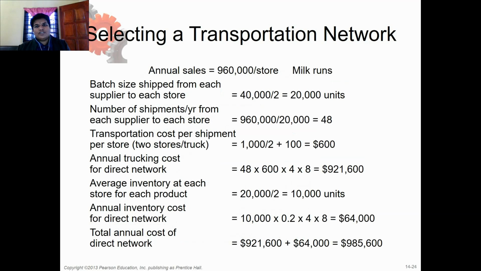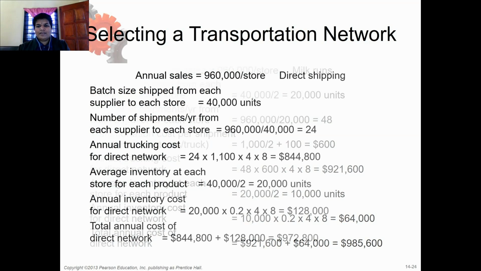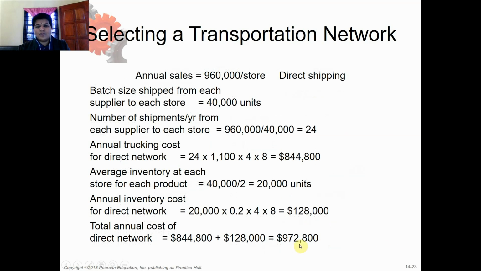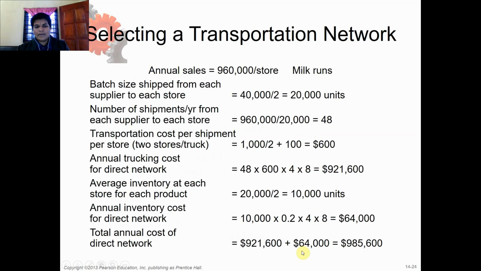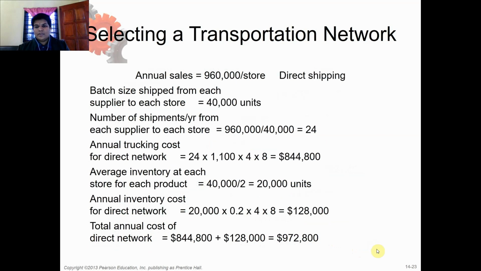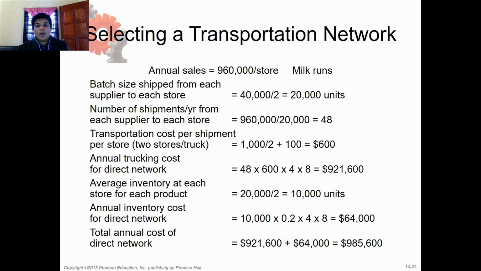Okay, now the calculation for milk run. Okay, when you see direct shipping, you got 972,800 here. Okay, so here for milk run, the total annual cost for the network is 985,600. Much higher cost using the milk runs. Okay, because the constraint in milk run network is complexity, coordination complexity, because it involves too many parties.